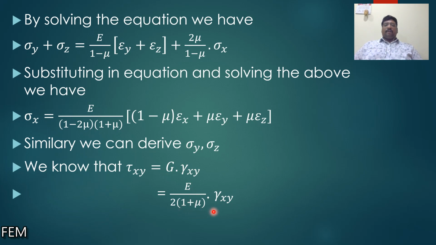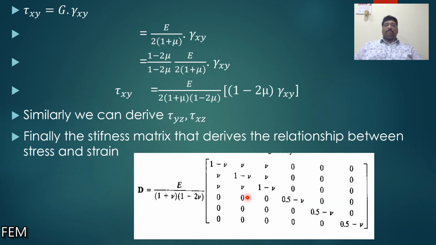xy. Okay. To convert the function E by 2 into 1 plus mu into a function of E by 1 minus 2 mu by 1 plus mu, I multiply the numerator and denominator with 1 minus 2 mu. So if I multiply that, I convert the function as E by 2 into 1 plus mu into 1 minus 2 mu, into 1 minus 2 mu, into gamma xy. Dividing the function of 1 minus 2 mu with 2, I can have the function as 0.5 minus mu into gamma xy. Correspondingly, I can write tau yz and tau xz.